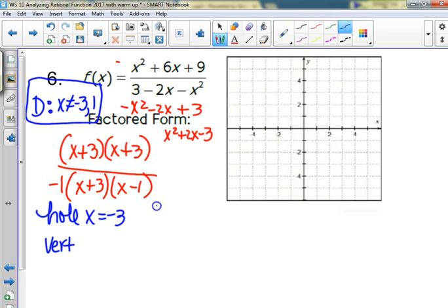Okay. I think it's just at negative 3, 0, though. No. Is there a hole? Just go trace negative 3. Does it show up as undefined? Okay. So we definitely have a vertical asymptote at x equals 1.